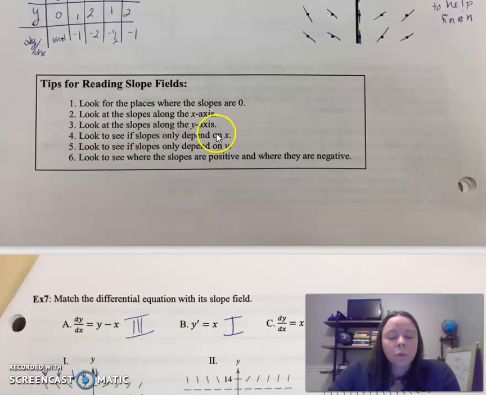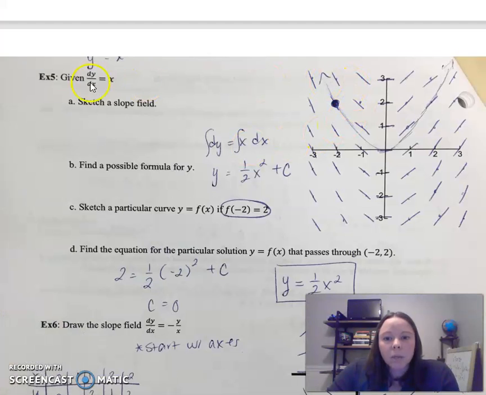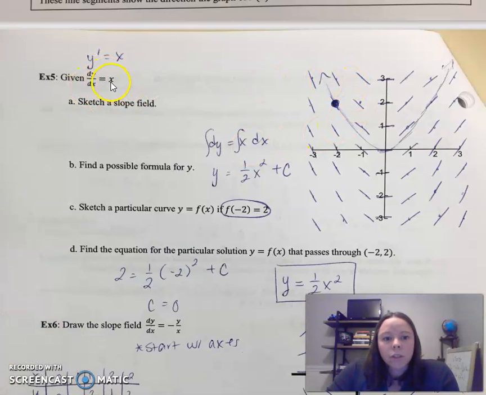Look to see if the slopes only depend on x or y. So look vertically or horizontally. If you notice back up here, when my differential was just in terms of x, all the slopes vertically are going to be exactly the same. See that?